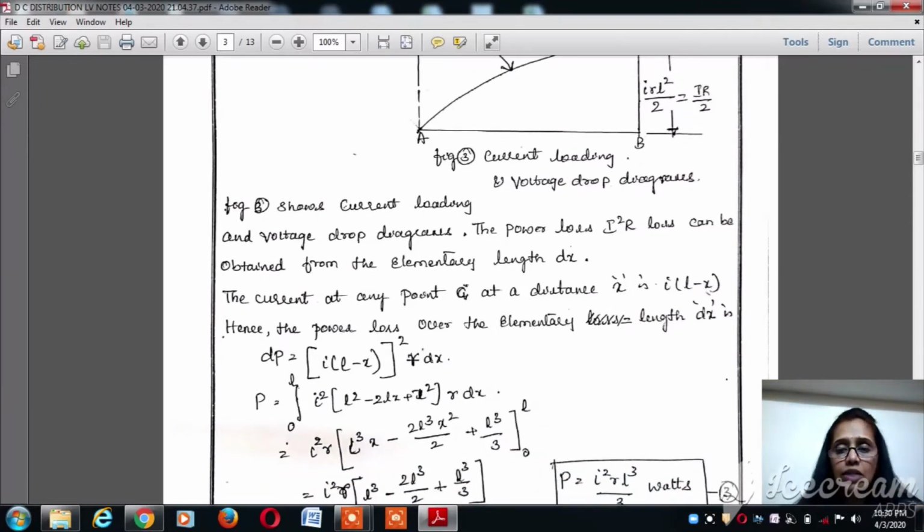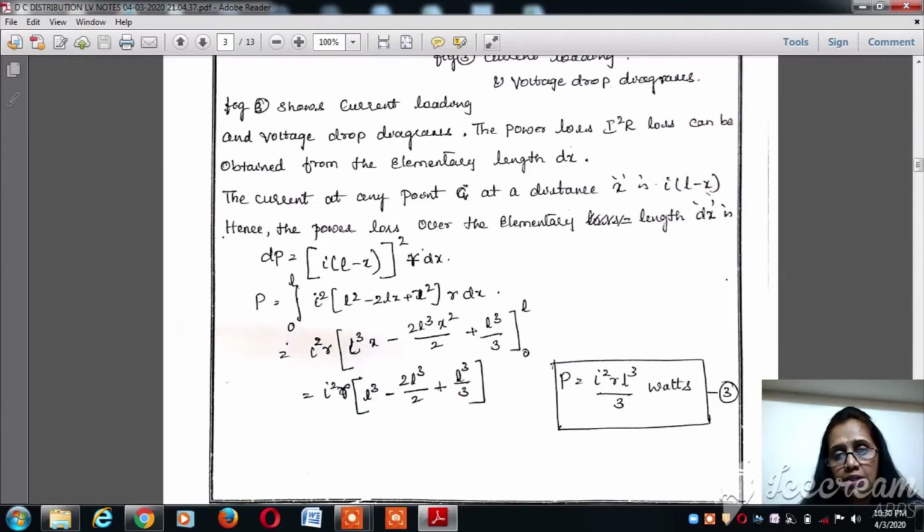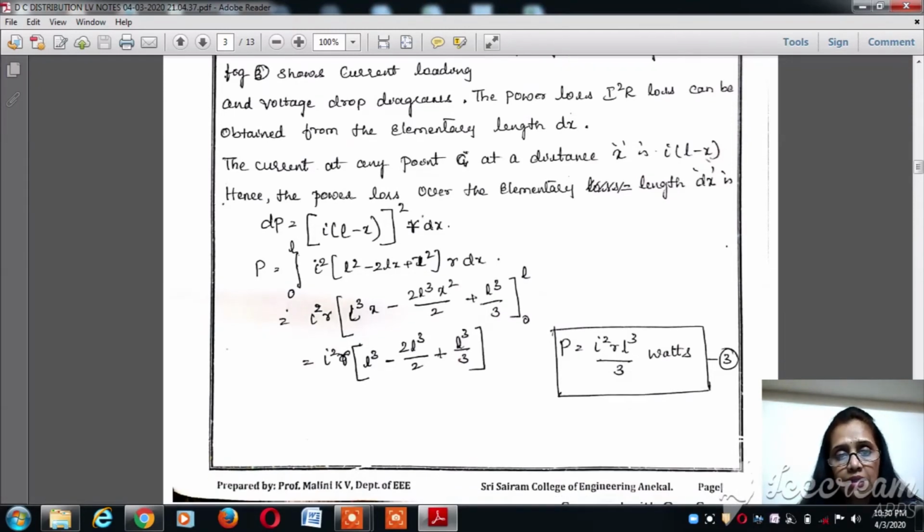Power loss is nothing but equal to I square R because it's a DC loss. The I square R loss can be obtained from the elementary length dx, which we have considered in the first diagram. The current at any point C at a distance of x is equal to I into L minus x, total length minus x. Hence the power loss over the elementary length dx is dP equal to I square R, that is, I into L minus x whole square into R into dx.